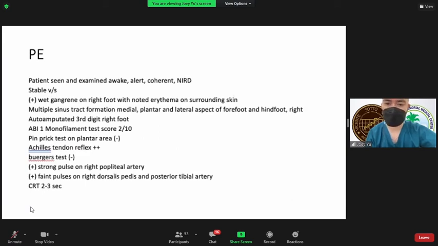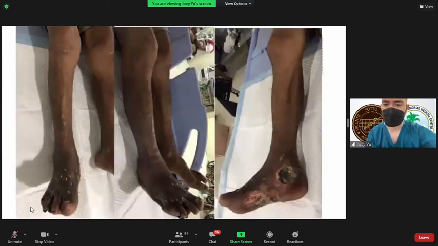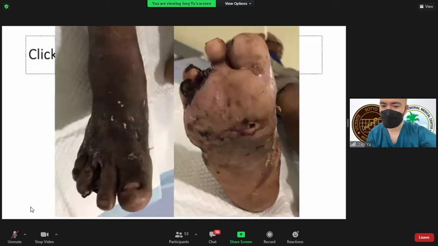Very strong pulse on the right popliteal area, faint pulses on the right dorsalis pedis and posterior tibial artery, with a CRT of 2 to 3 seconds. So here we can see the wet gangrene on the right lateral foot, and also erythema of the surrounding skin. Also the auto-amputation of your third digit.